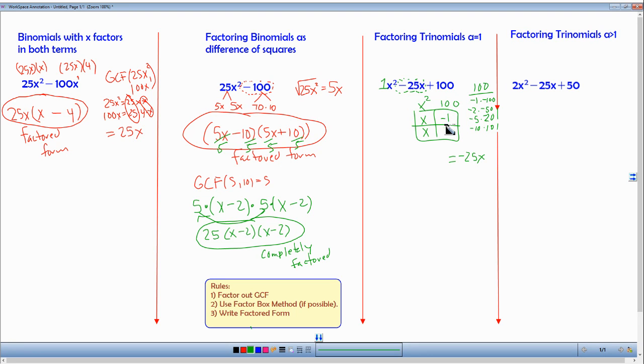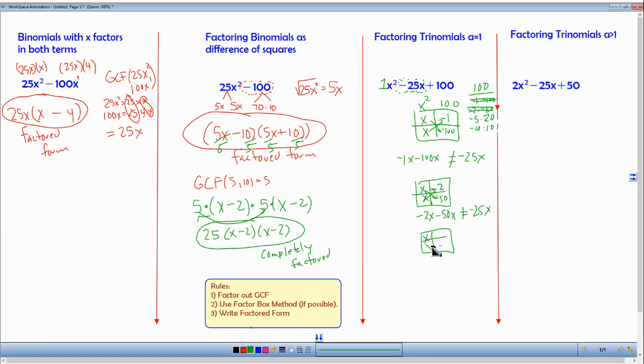You say, okay, I'll try it. You put it in the box, you do the check, and you get a negative 1x minus 100x. And something in your mind's got to tell you that doesn't equal negative 25x. So you have to do another box. So you put the x and the x in, and you go negative 2 and negative 50. Now, something in your mind should tell you when you cross multiply, you get a negative 2x minus 50x. And you got to tell yourself that doesn't equal a negative 25x. So that one's out.